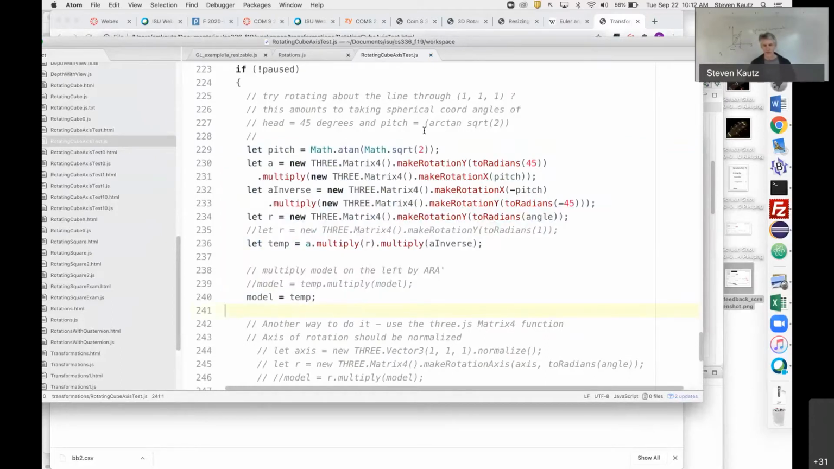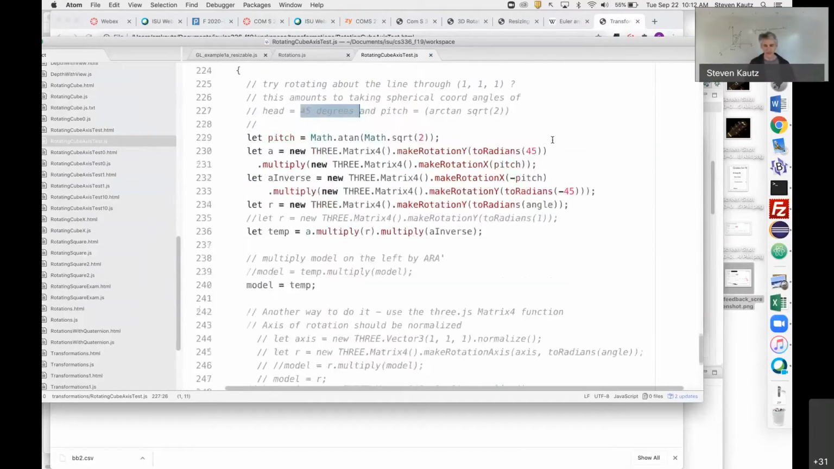So the first question is, how do we figure out the angles if the axis I want is the line through 1, 1, 1? A tiny amount of trigonometry tells us the head angle is 45 degrees, and the pitch angle is the arctangent of the square root of 2. If we have time in the next 3 minutes, I'll derive that for you, but it's not hard. So there's my pitch angle.